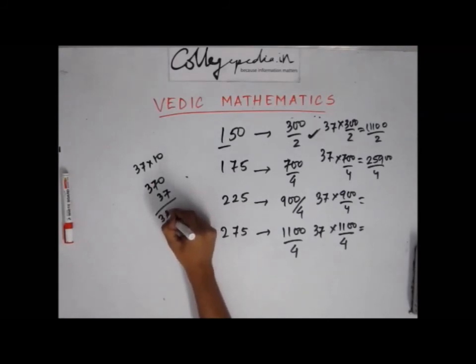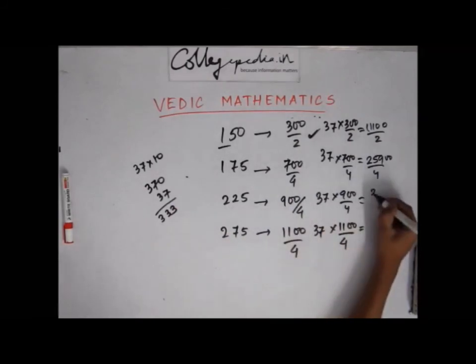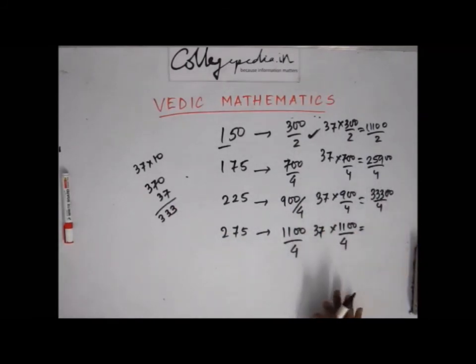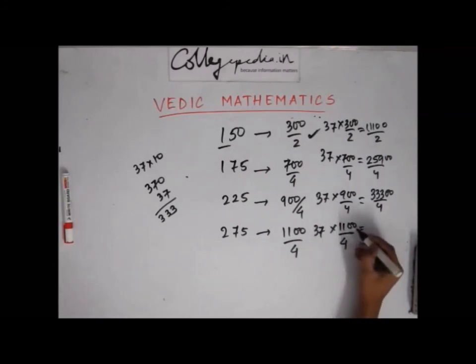So what is 37 into 9? It's 333. So 33300 divided by 4. 37 into 11, use your method of Vedic mathematics. You'll get 40700 divided by 4.